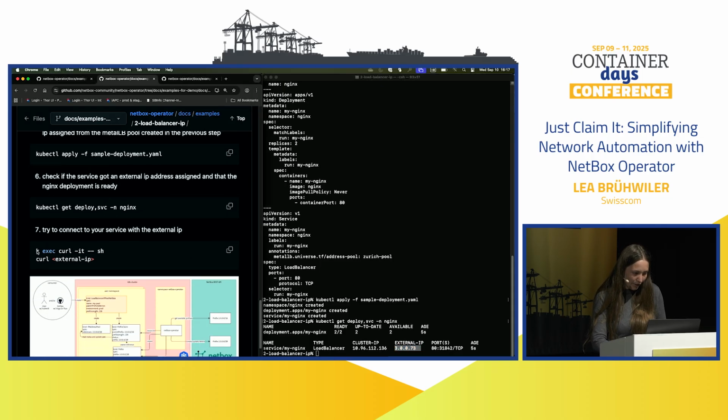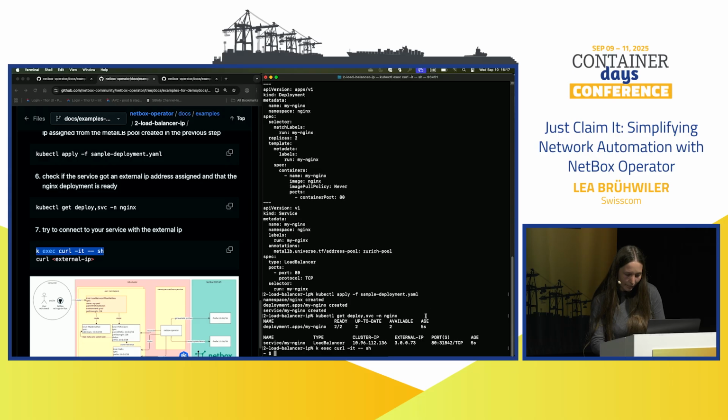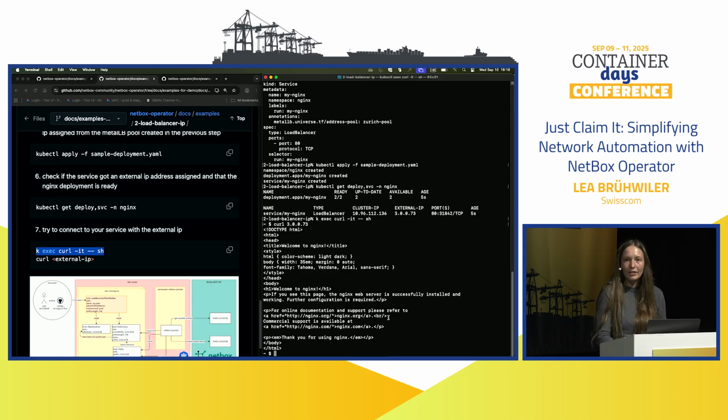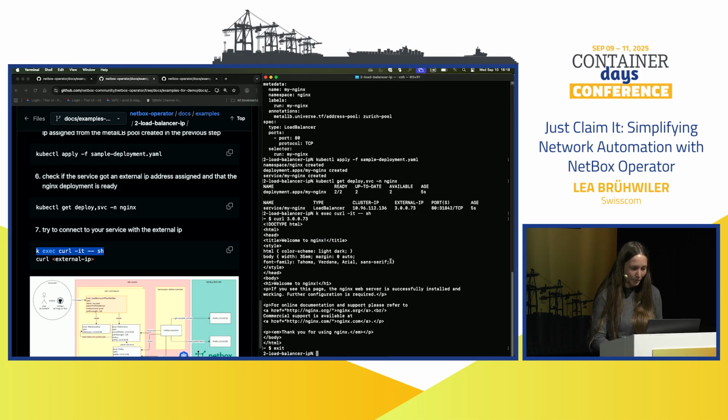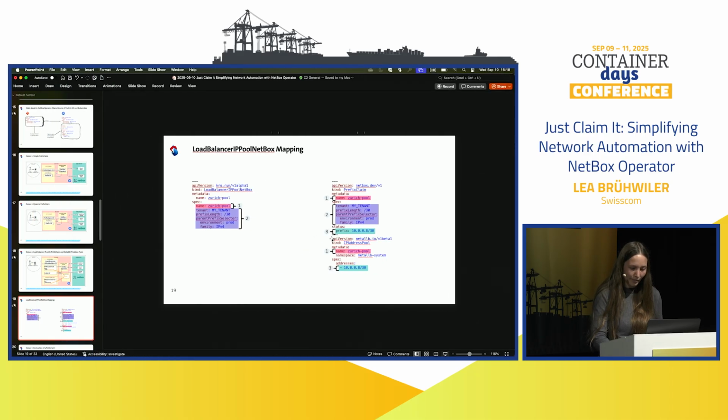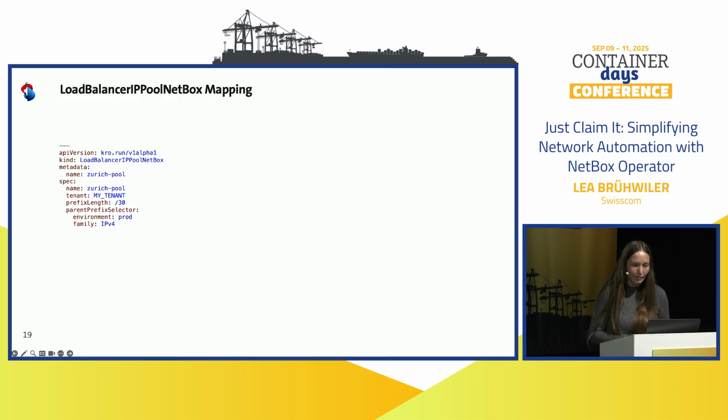So I have a curl pod deployed on my kind cluster, which I'd like to use now to test the IP. So if we curl to this external IP, we can now reach the nginx pods. So with this kind of automation, you can then make the claimed prefixes or IPs available to your configurations.